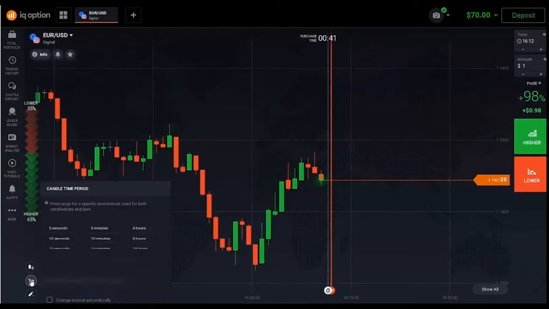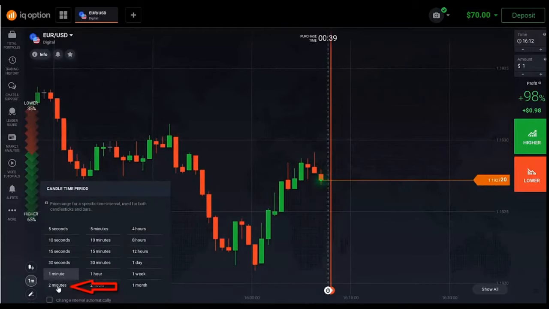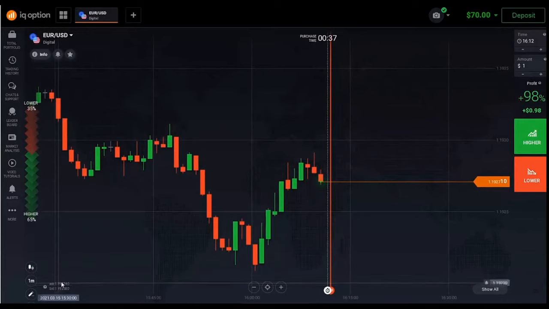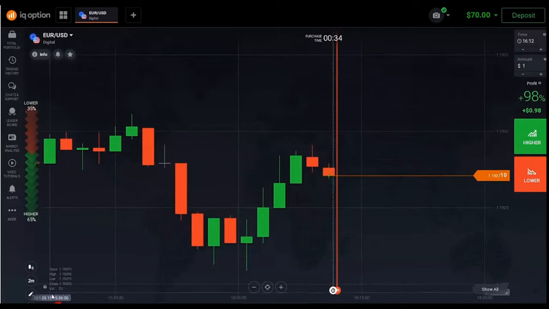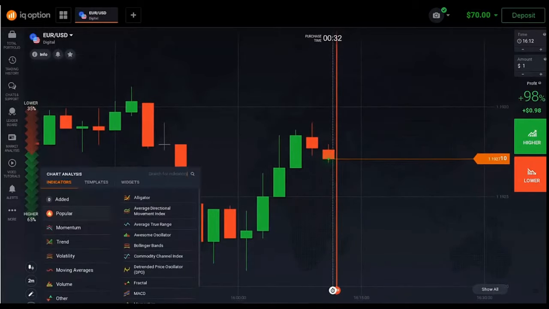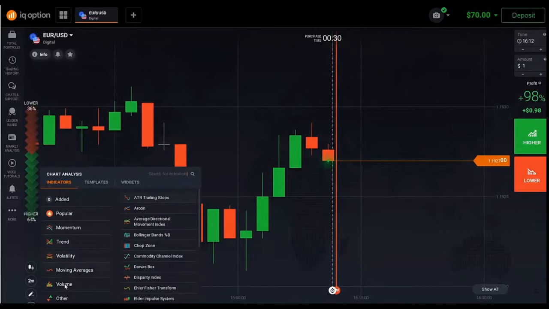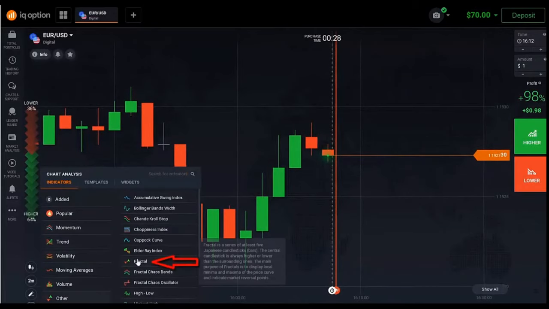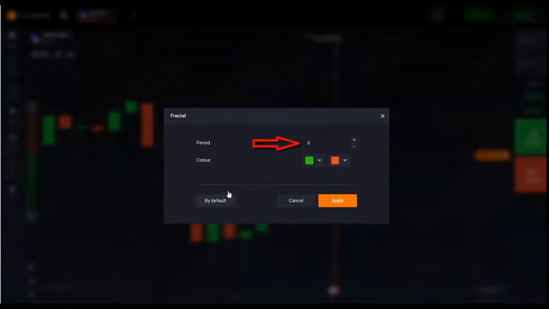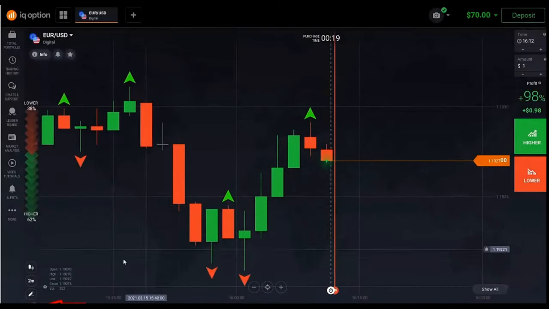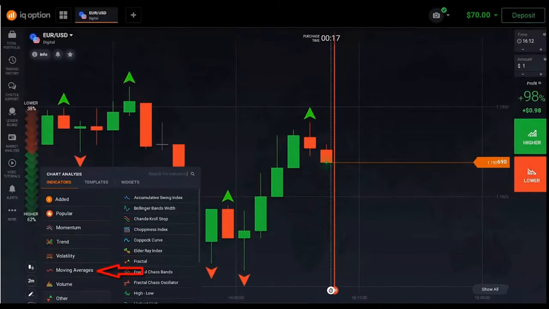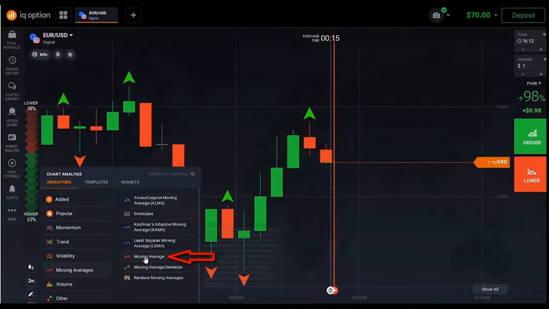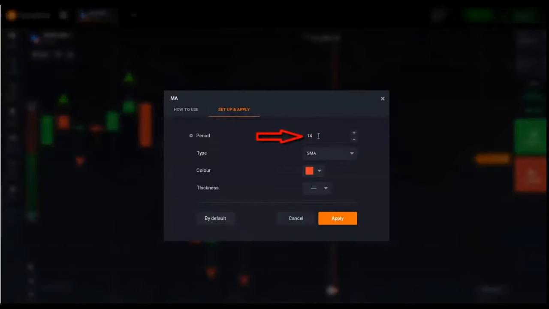First of all, what we do is to put 2-minute candles. I will explain why we put in during the video. Then we set the fractal indicator to period 3 to have a faster reaction in different directions of the candles. The next indicator is moving average, for which we set the period to 5.